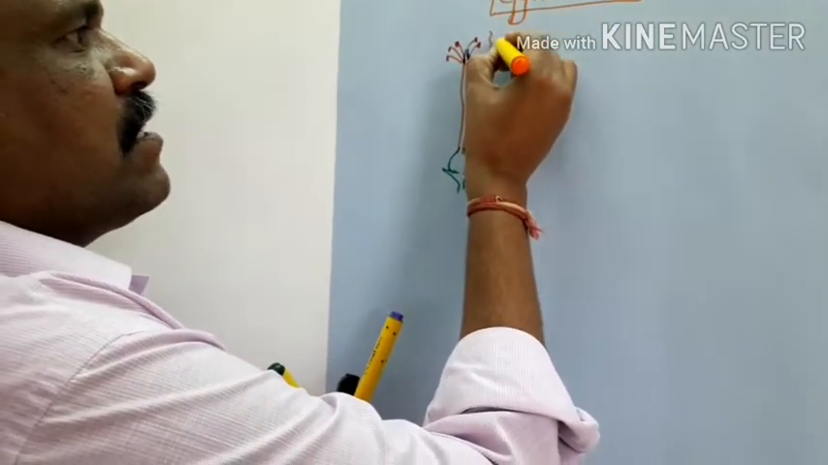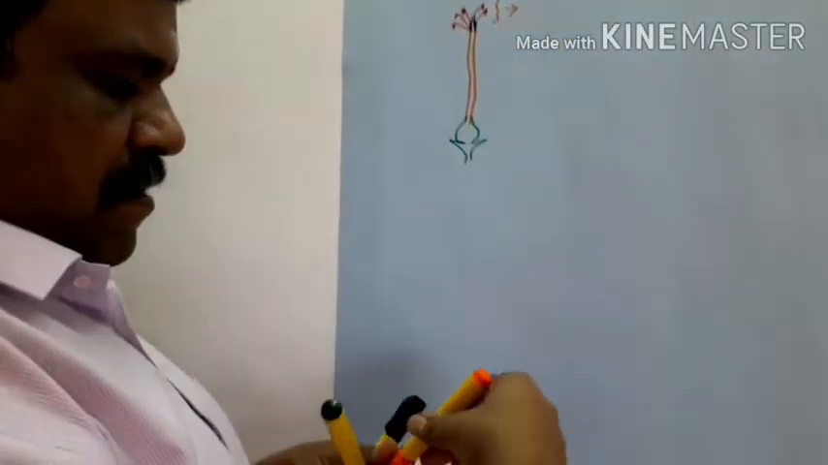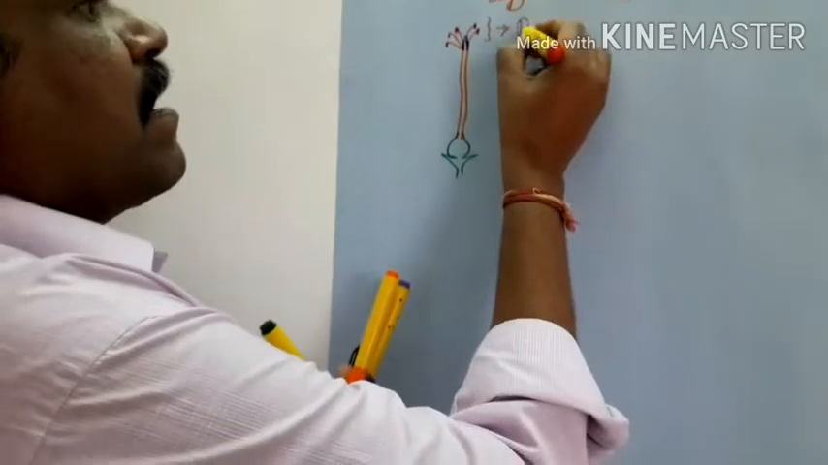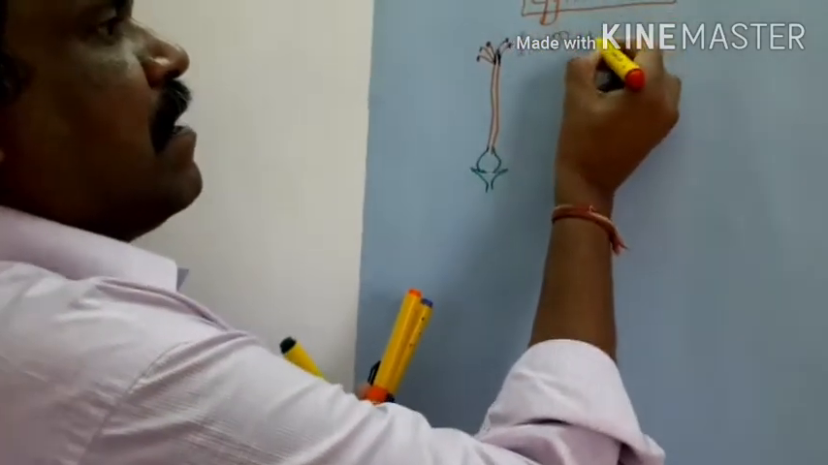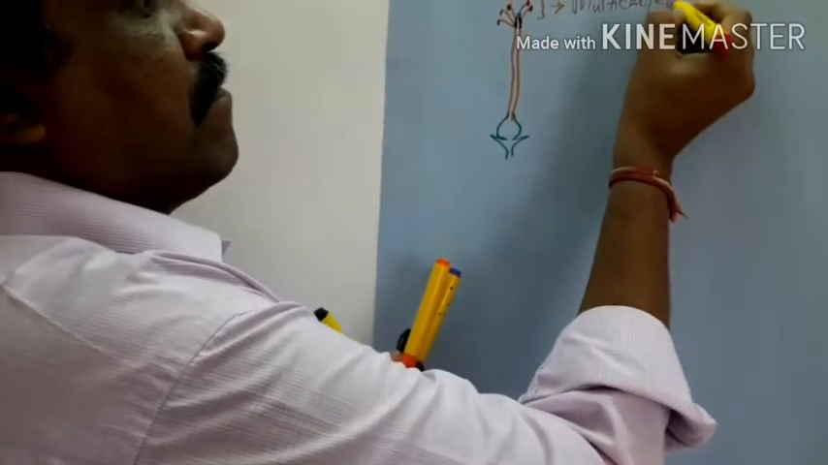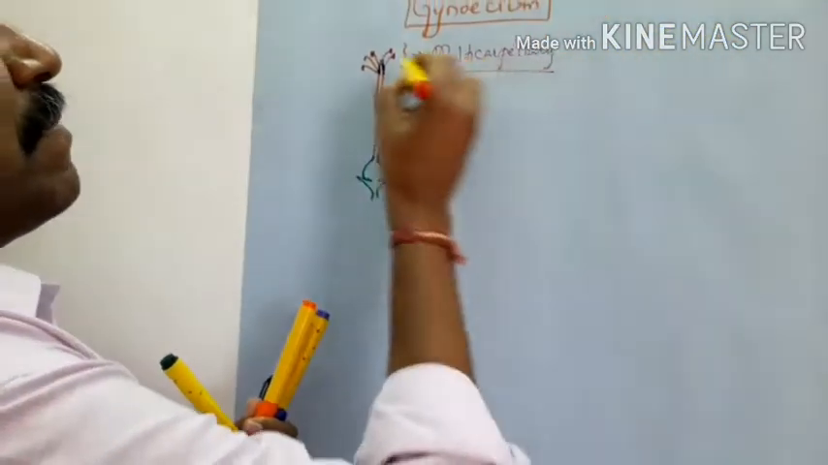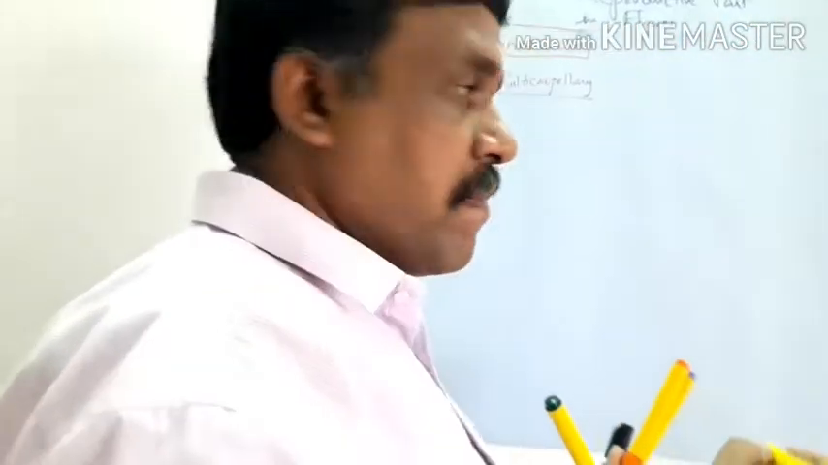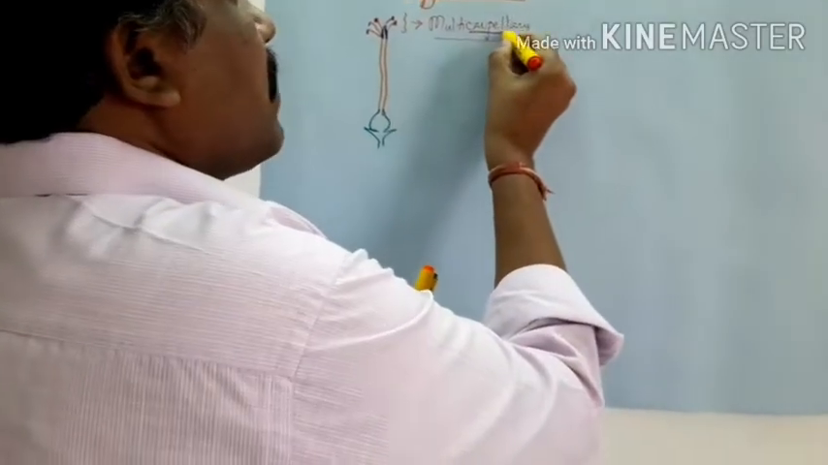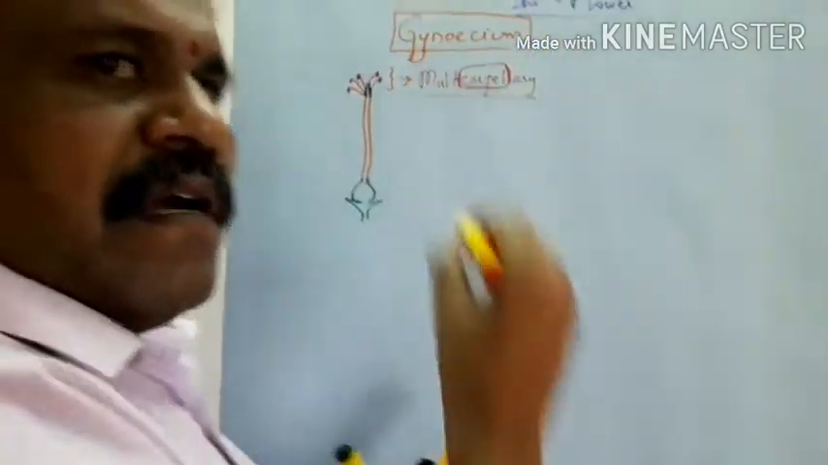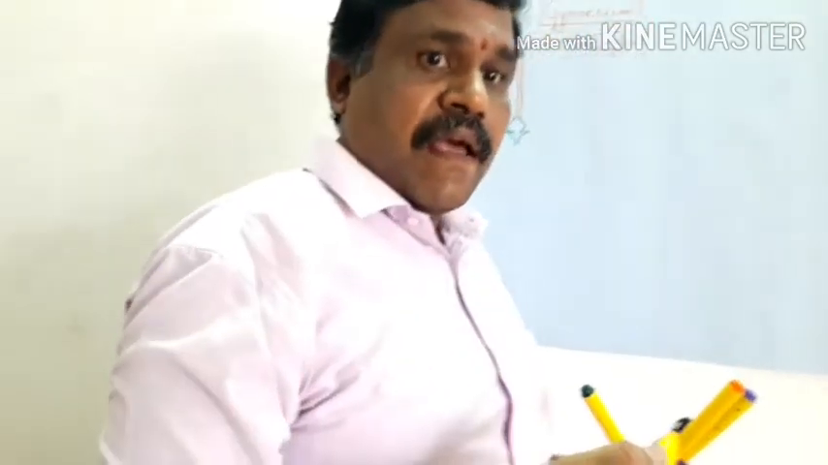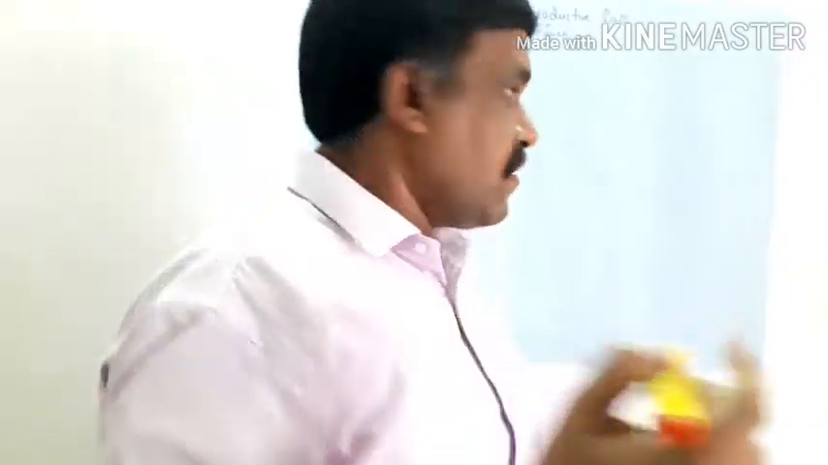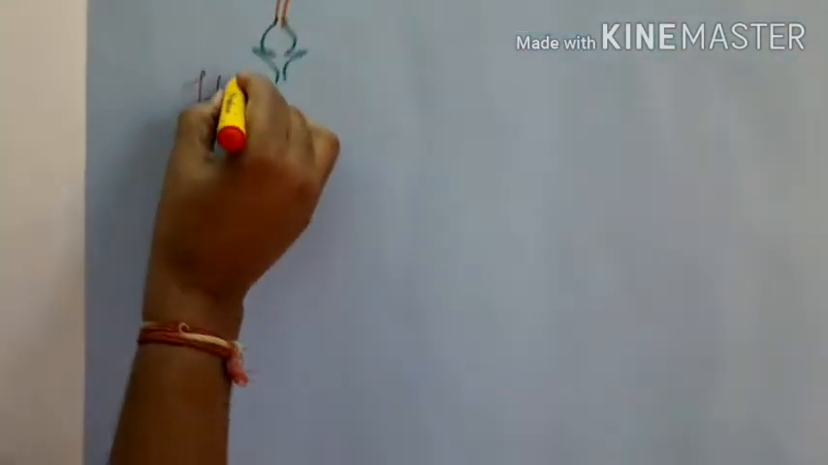This condition is what is called multicarpellary. This is the multicarpellary condition. In some plants, they may have only a single carpel. The carpel is the one we are talking about that is present in the gynoecium. So gynoecium may have a single carpel or many carpels. As you see in the case of hibiscus, this is a multicarpellary condition.